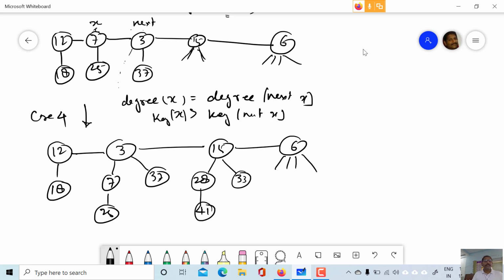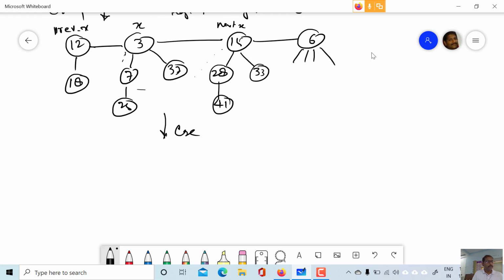So if we shifted 7 just below this, that means it was X, and now it becomes the next X, and this is the previous of X, meaning the one before X. In this case again the degree of X and degree of next X are same, and the key value of next X is larger. Therefore again this is case 3. So 15 will come below 3 as child. So it will again be case number 3.